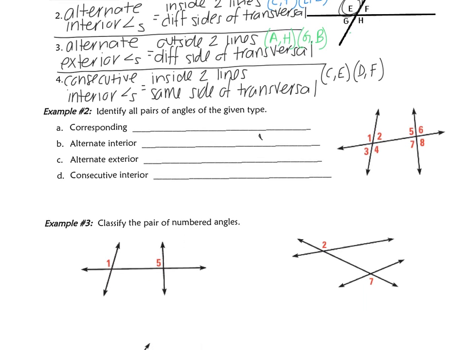So I want you to identify all pairs of angles of the given type. Corresponding angles, remember my definition, are angles in the same position. So angle 1 is in the same position as angle 5. They're both above the transversal to the left. So I would write angle 1 and angle 5. Those are corresponding. I'll get you started. There should be 4 corresponding, 2 alternate interior, 2 alternate exterior, and 2 consecutive interior. Please pause the video and try these out.